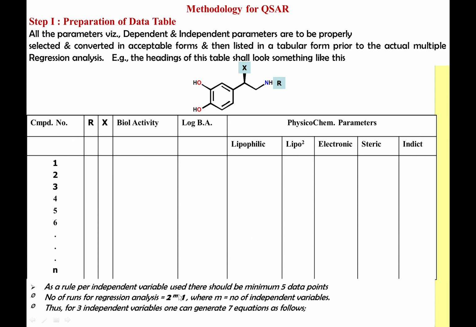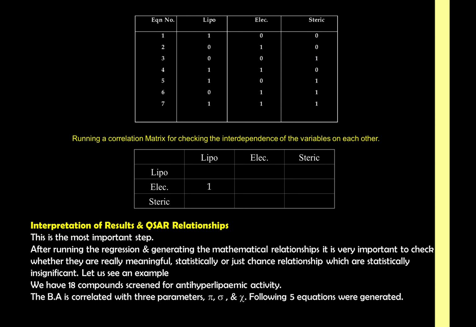How many regression equations we can perform is given by the formula 2 raised to independent variables minus 1. So if you have got 3, then 8 minus 1, that is 7 equations. How will 7 equations be there? First, second, third, 1 parameter is correlated with biological activity, and 4, 5, 6, 2 parameters are correlated, and in 7 all are correlated. And before you proceed for further step, you have to first establish that these independent variables are not intercorrelated, otherwise it will cause error.